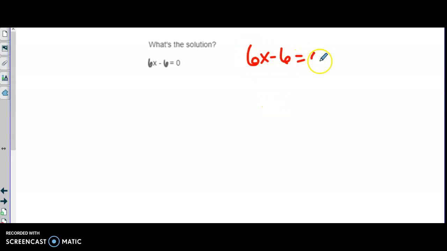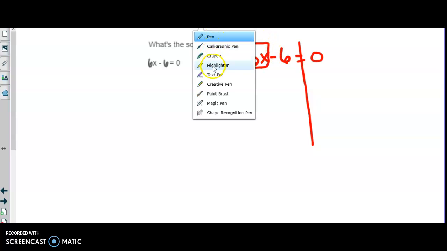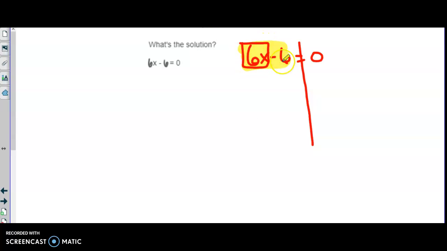6x minus 6 equals 0. We want to know what's the solution. So I'm going to draw my line down my equal sign and box off my letter. And then I'm going to look on the side that has the letter and I'm going to ask myself, what do I need to get rid of? I need to get rid of this minus 6, so I'm going to add 6 to both sides because we do opposites or inverse operations. 0 plus 6 is 6.